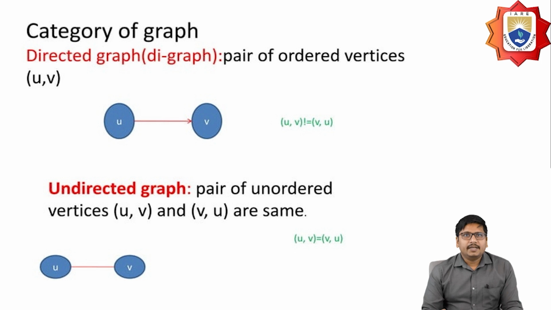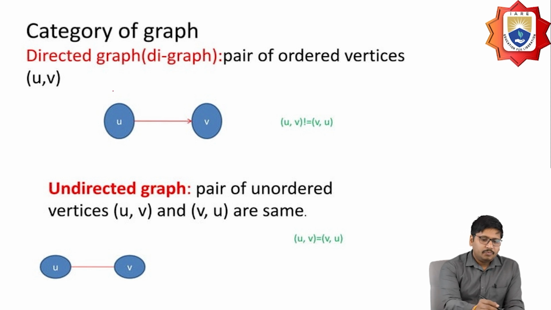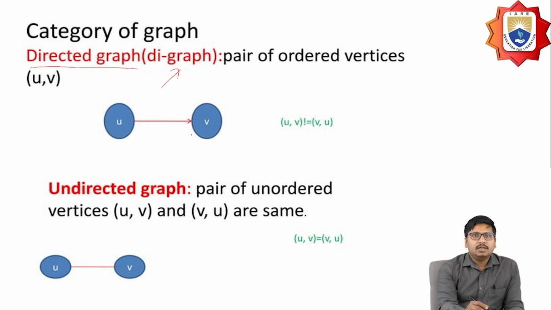So what should be the categories of a graph? There are different types of graphs: directed graph or undirected graph. Another synonym for directed graph is digraph, and the undirected graph is the other kind of graph.